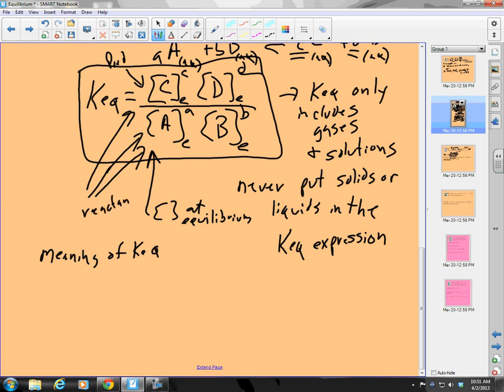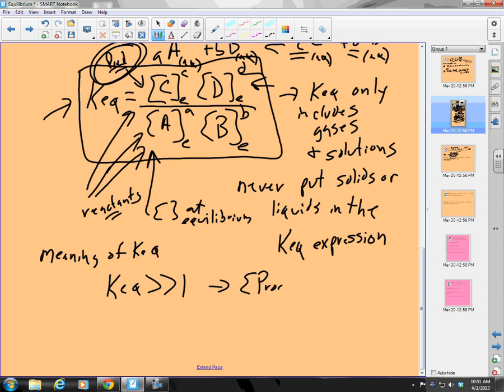On the left side, and these guys on the left side, these guys are on the right side. If I have a really big number, let's say KEQ is much, much bigger than 1, what must be true? Well, that means my numerator is much, much bigger than my denominator. My numerator is what? My products. So that would imply that the concentration of my products is much greater than the concentration of my reactants.